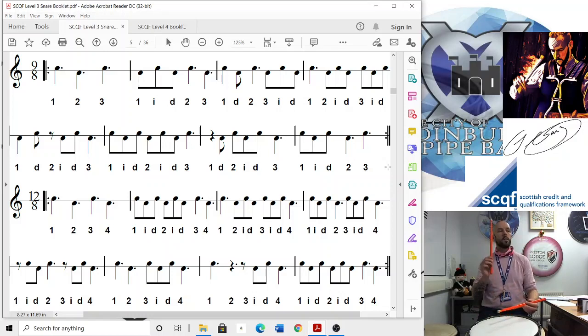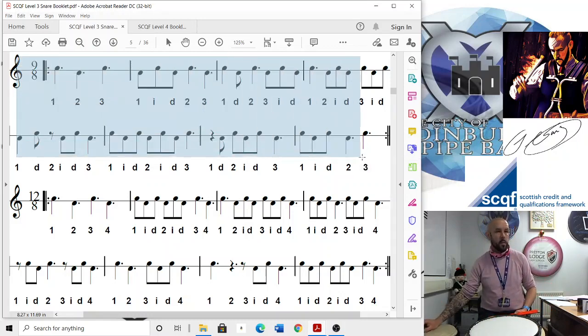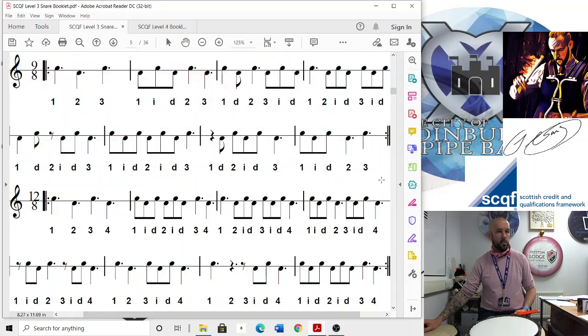1 day 2 day 3. 1 day 2 3. So I think we're ready to do that whole exercise from there all the way through there repeated. Let's do it.